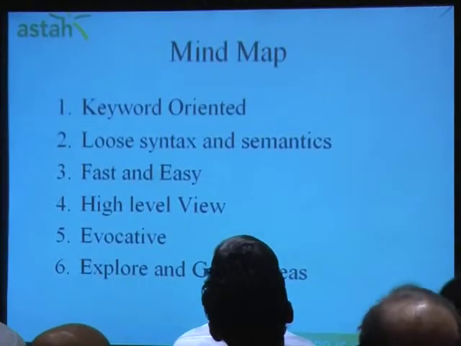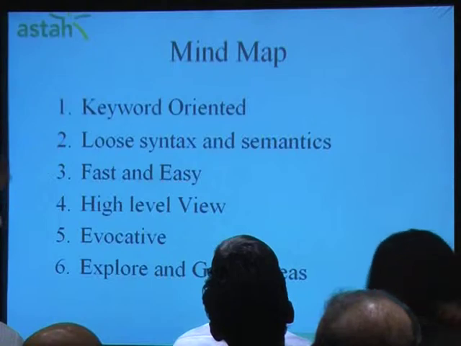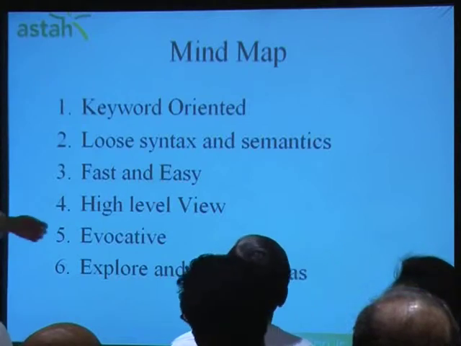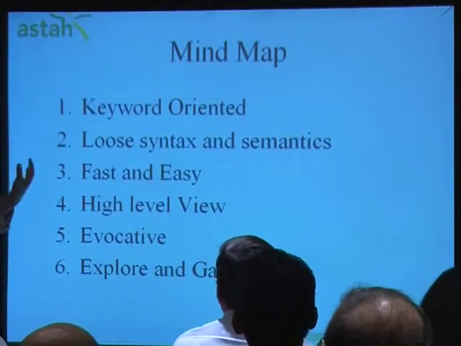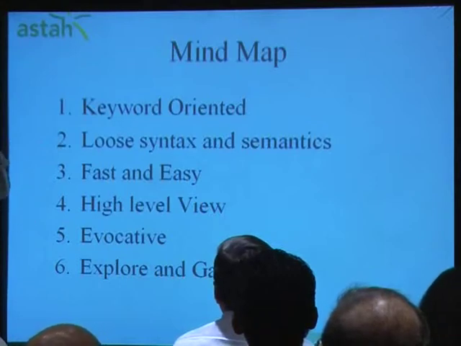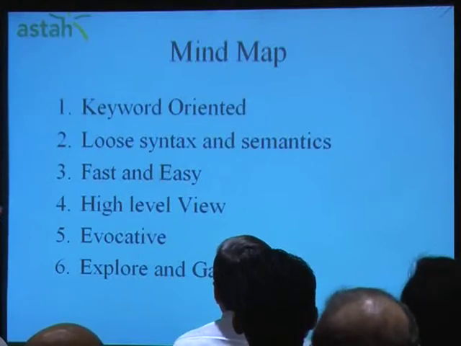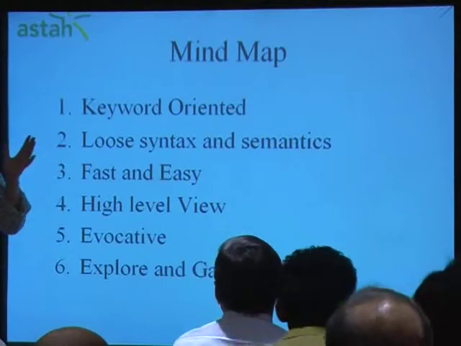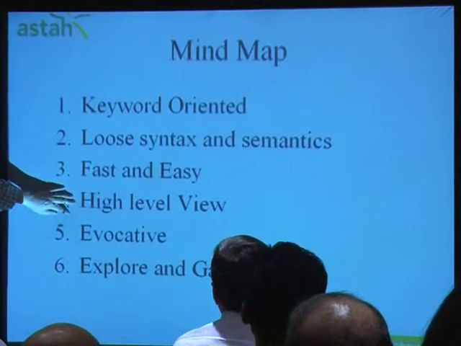Okay. So, about mind mapping. It is keyword oriented. You don't usually use sentences, just short keywords. So it's easy to type in. It's very fast. You can make notes quickly. And it has looser syntax and semantics than UML or any other software-related technique, so you don't have to think about it. The line only means association, a very soft relationship. But you can categorize things into branches, or you can move them around. So it's very flexible, with loose syntax, and fast and easy. And it is one page, so it's a high-level view of an idea.